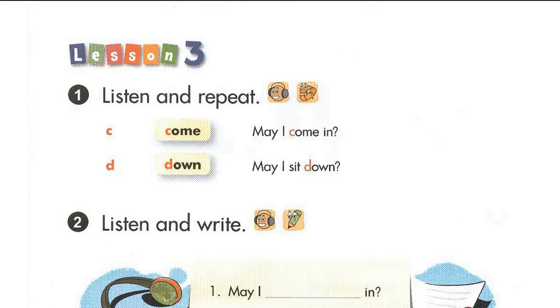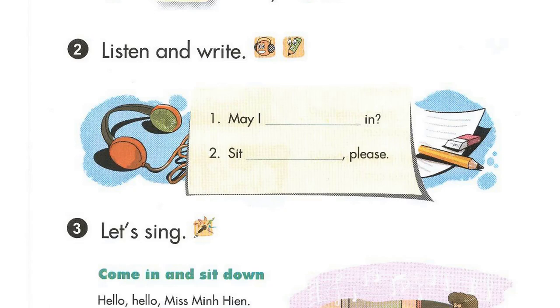Page 44. Lesson 3. Activity 1. Listen and repeat. Come. May I come in? Down. May I sit down? Page 44. Lesson 3. Activity 2. Listen and write. 1. May I come in? 2. Sit down, please.